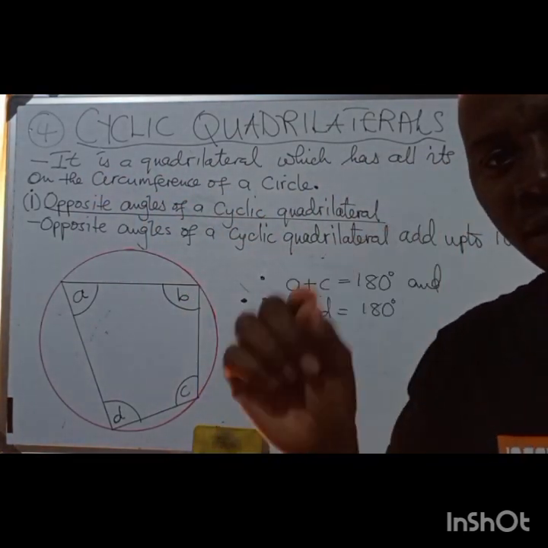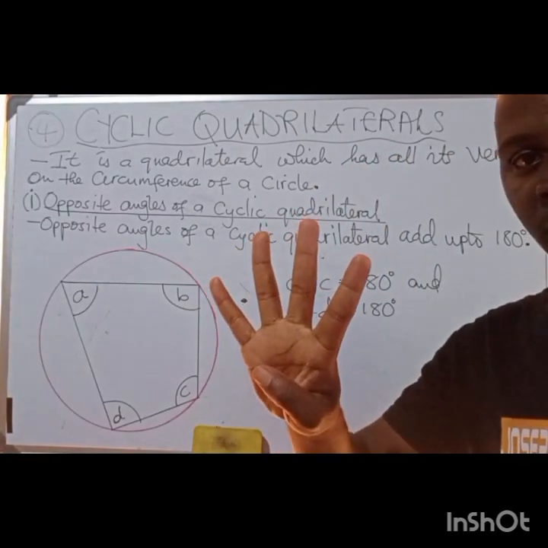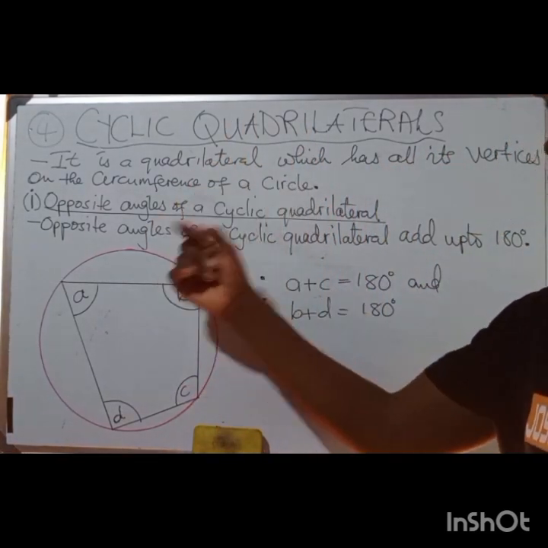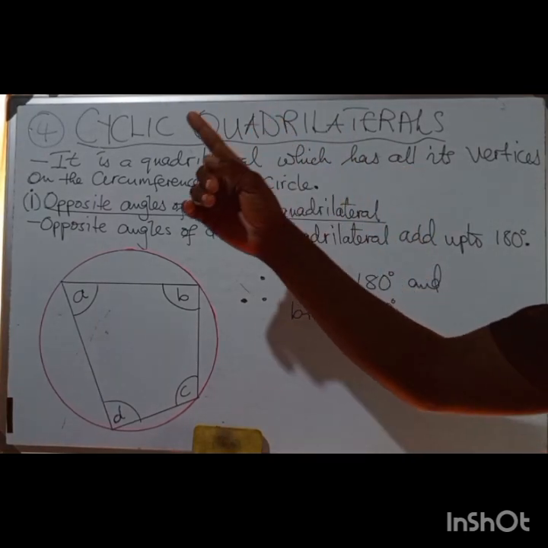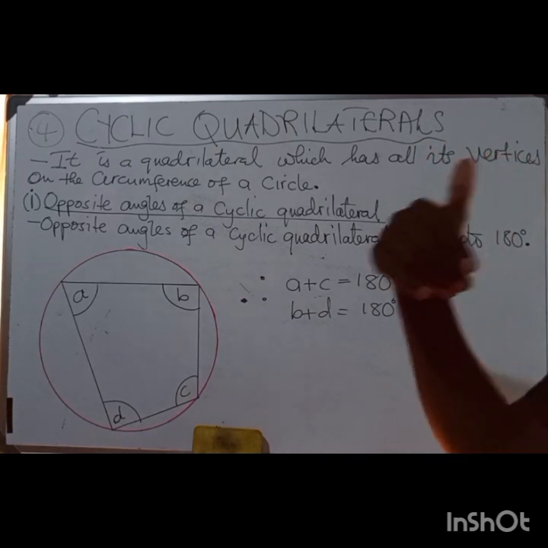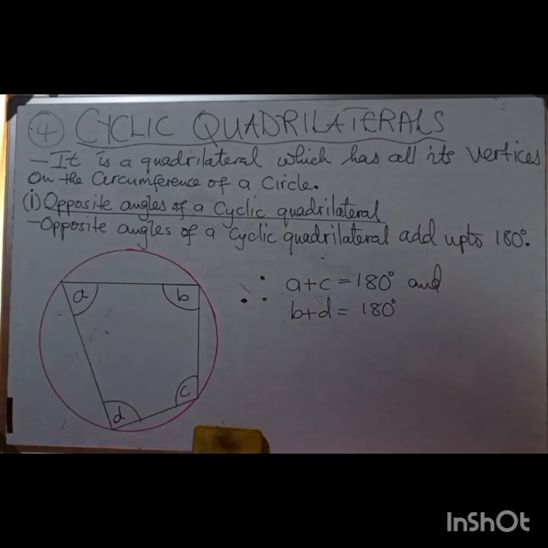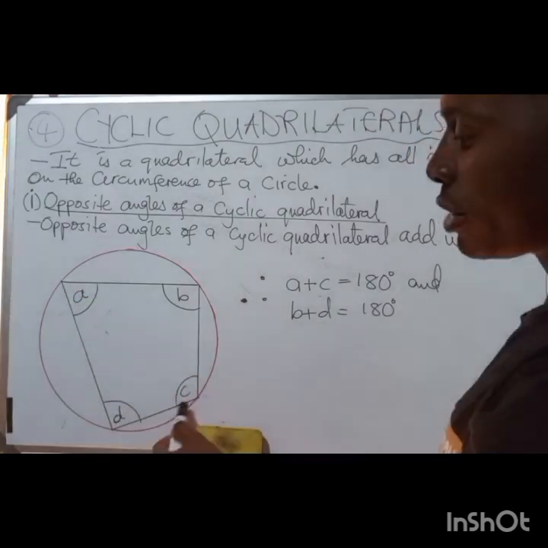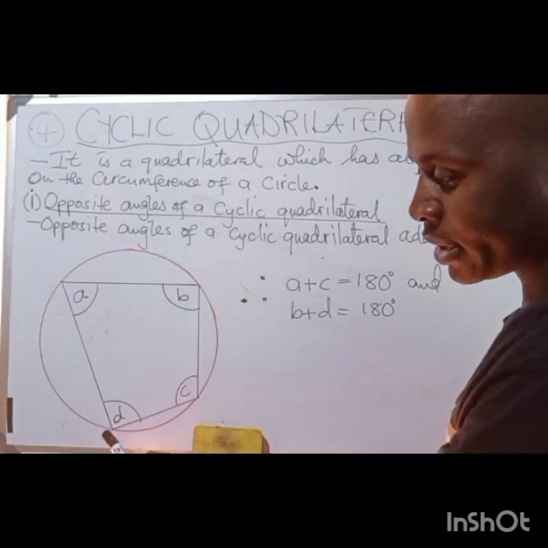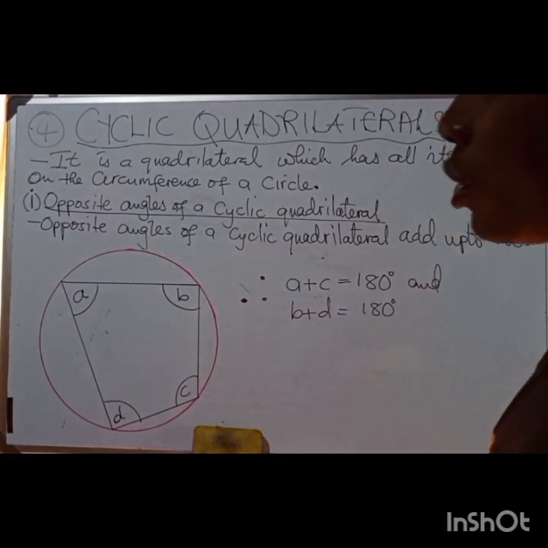Now, a quadrilateral is a polygon with 4 sides. It is a shape or a polygon with 4 sides. So cyclic quadrilaterals are quadrilaterals which have all their vertices on the circumference of a circle. So if you look at this one, it is a quadrilateral because it has 4 sides and all its vertices are on the circumference.